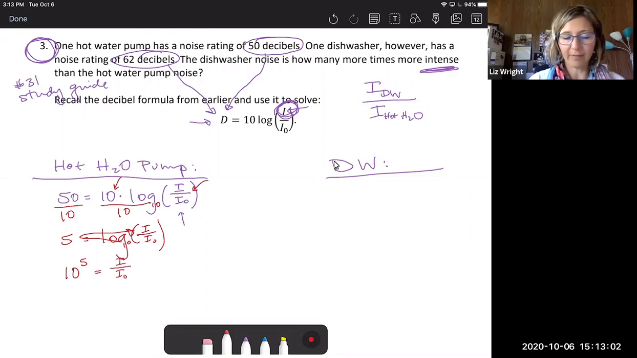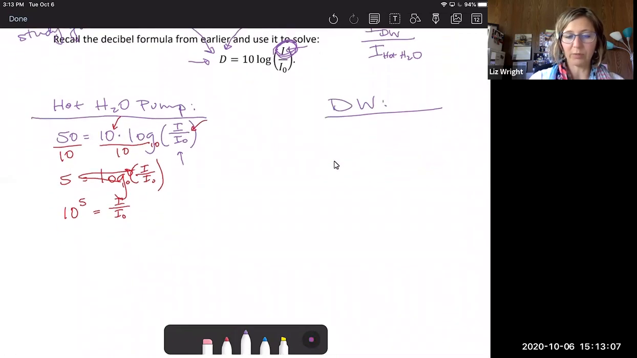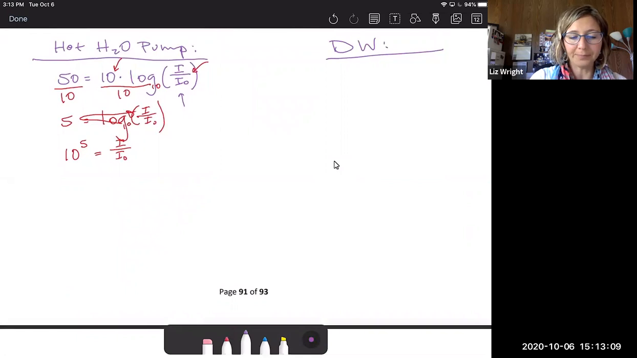Don't worry about the fact that we have two I's in here. We're still going to solve for I. So how do we get I all by itself? We're going to multiply both sides by I sub 0.